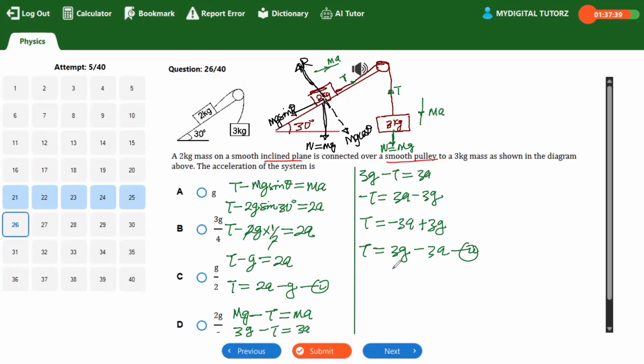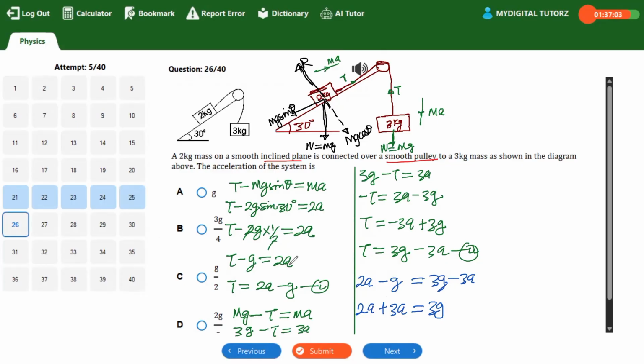Now, since both of them are t, we can equate equation 1 and equation 2. Equation 1 is 2a minus g, equal to equation 2, 3g minus 3a. So let's bring the ones with a together. We have 2a minus 3a, crossing the equality sign, changes to plus 3a, equal to 3g, and the g going to the negative side turns to plus g, right?